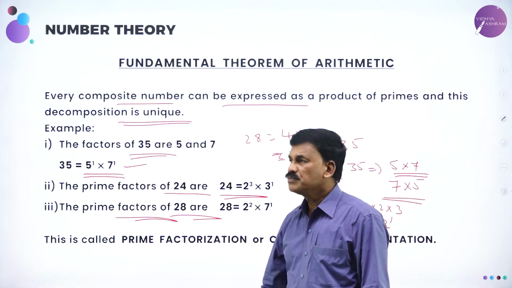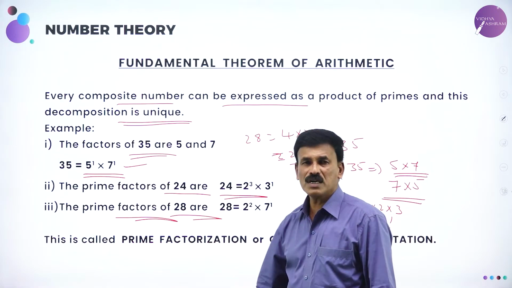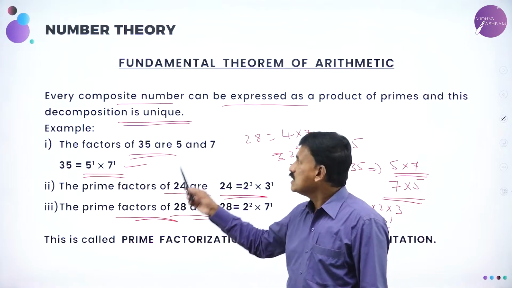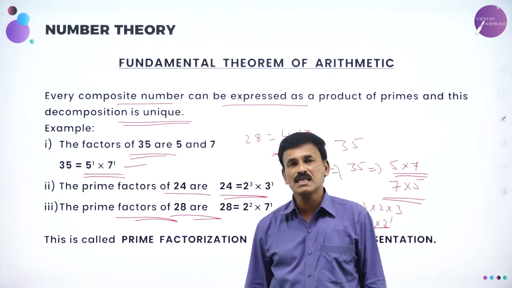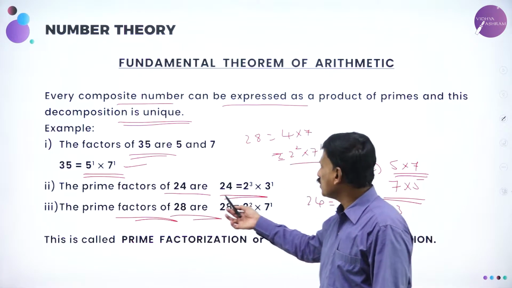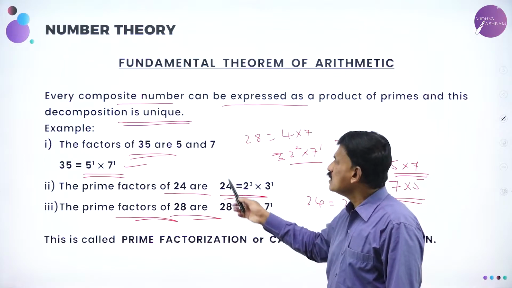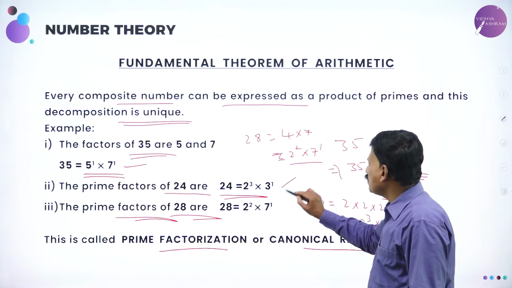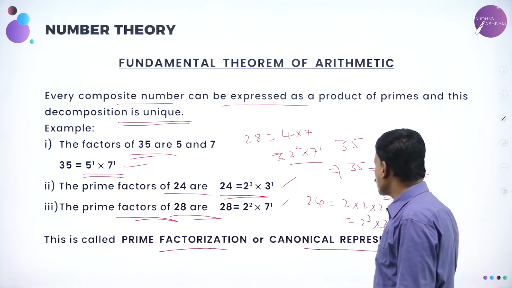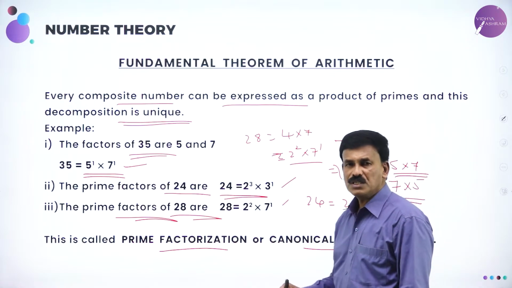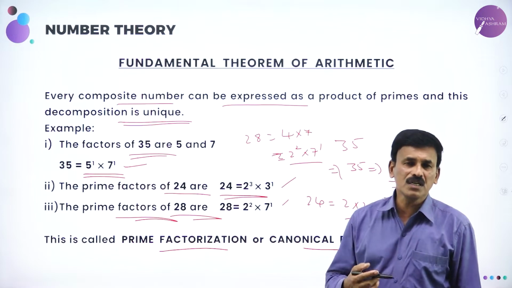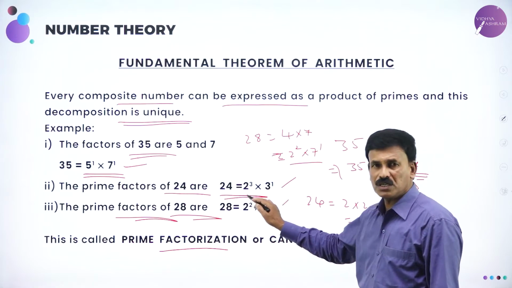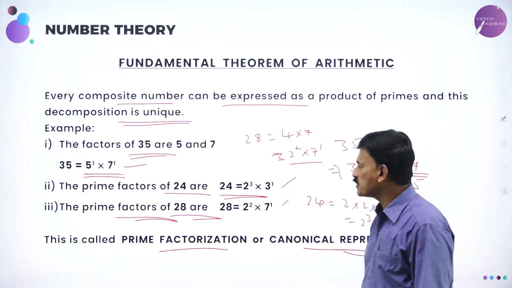This is called the fundamental theorem of arithmetic. So what is the fundamental theorem of arithmetic? It says any composite number can be expressed as the product of prime numbers. That's it. This is called prime factorization, and this type of representation of a composite number is also called the canonical representation. In the examination they may ask, write the canonical representation of the given number.